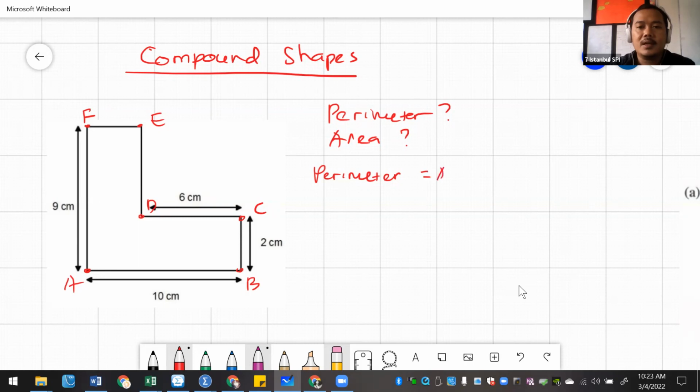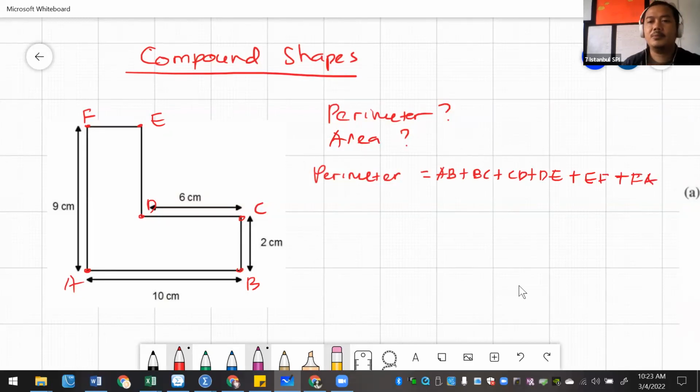So I'm going to write it down. That will be AB plus BC plus CD plus DE plus EF plus FA. Okay. So basically, we only need to add all of them.